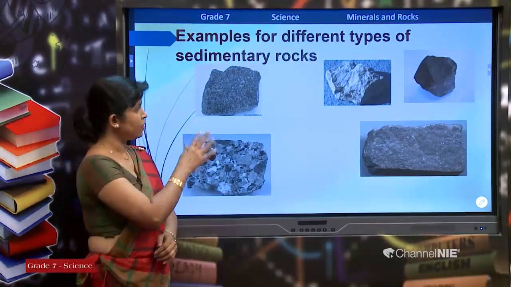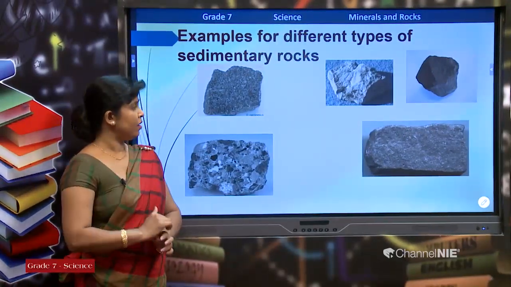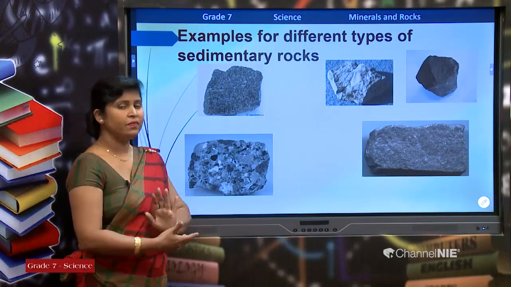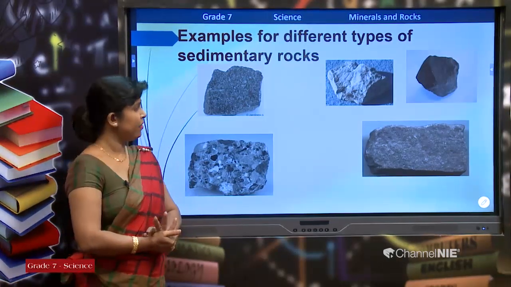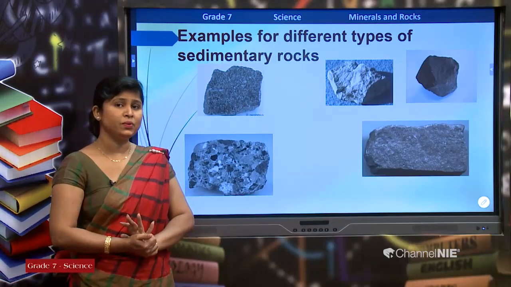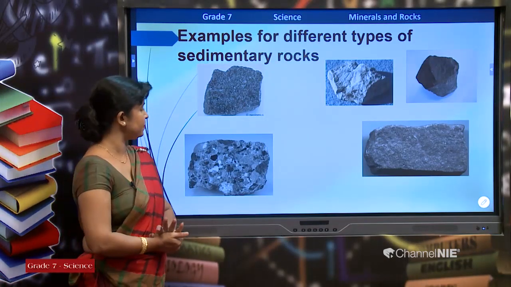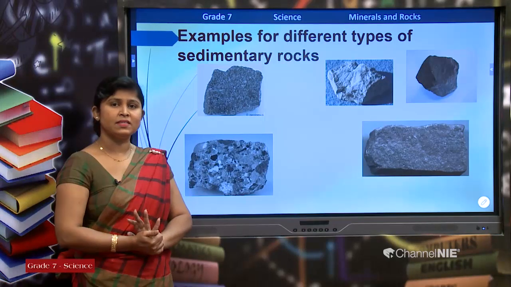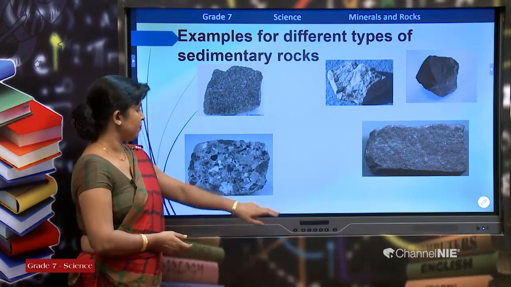Yes, I have got some pictures. Before giving the names of the pictures, I would like to give you a chance to identify the pictures. Can you identify the pictures? Yes, let us see.